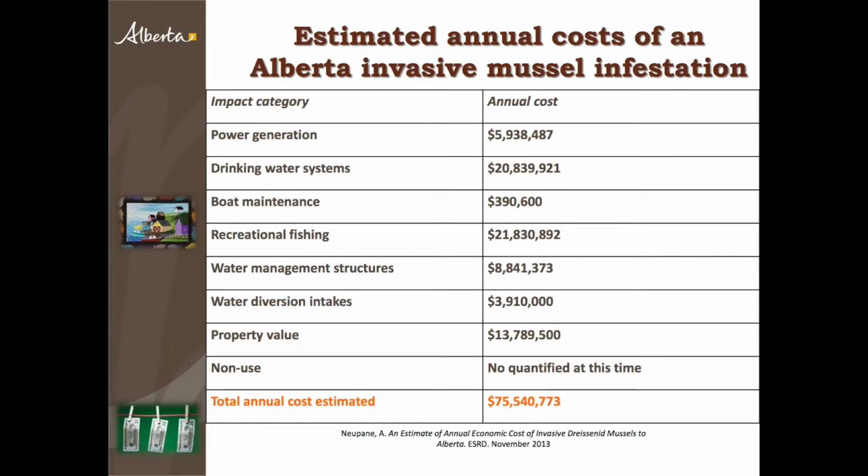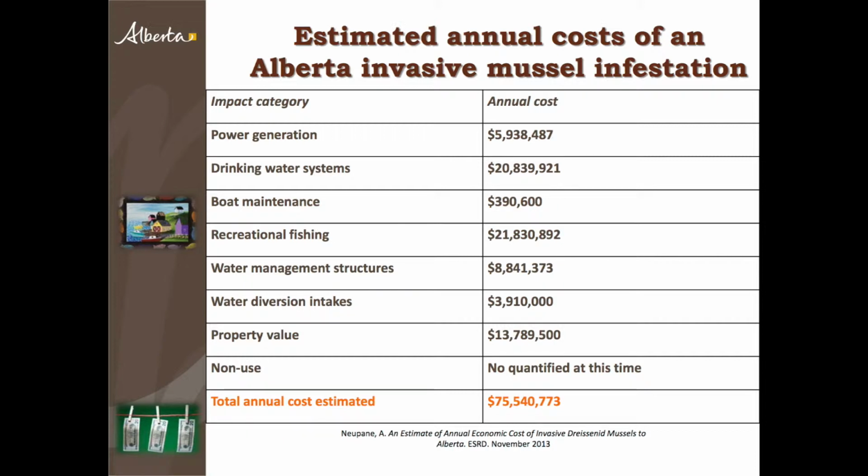Okay, so what are we talking about in terms of damage? Here's a report done by Anish Nipani at ESRD that looks at the estimated annual cost of an Alberta invasive mussel infestation. Every year, if they were to become established here, we're looking at $75 million.